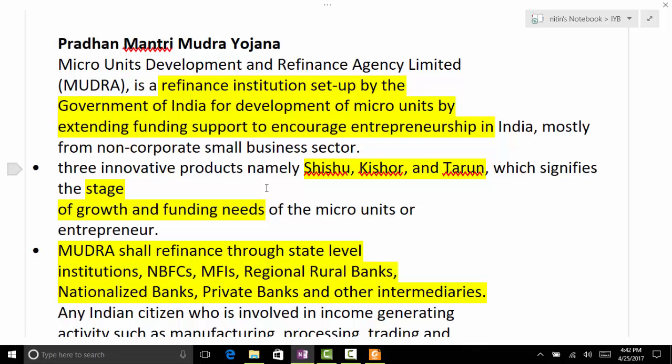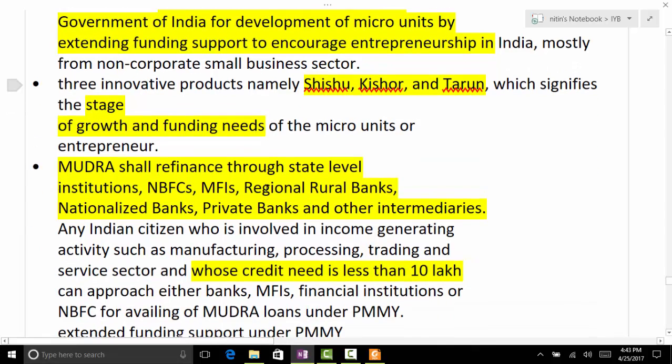What is the limit? Tell me. Exactly, good. Up to 50,000 is Shishu, then 50,000 to 5 lakh Kishore, 5 lakh to 10 lakh Tarun. And the maximum amount of loan is to be given in which category? Shishu. I don't remember the exact proportion, but the maximum proportion is given in Shishu. The name tells you, Shishu means small. These stages signify the stage of growth and funding needs.